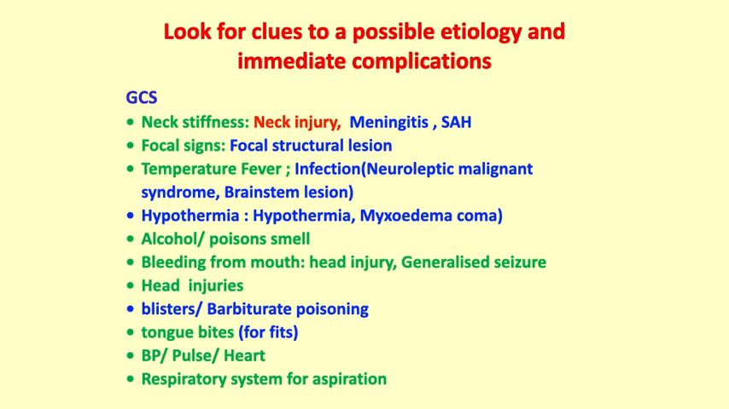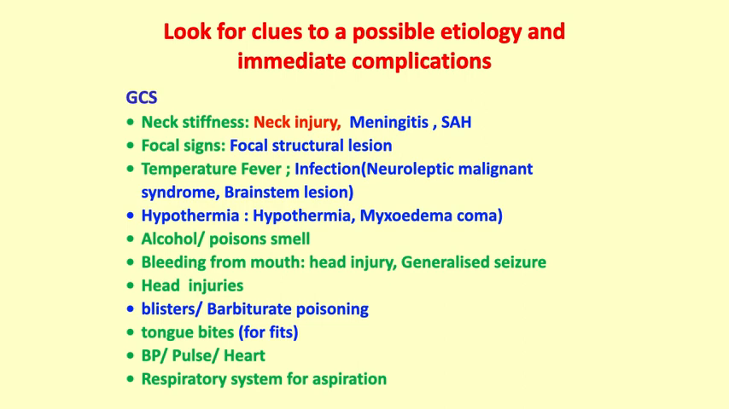Temperature: if there is a very high fever, it may be an infection, or sometimes neuroleptic malignant syndrome in the case of a psychiatric patient. Sometimes large brainstem lesions also can cause hyperpyrexia. Hypothermia is uncommon in Sri Lanka, but myxedema coma can present with hypothermia as a part of the syndrome. Alcohol and poison smell may be useful to diagnose or suspect it, and bleeding from the mouth may indicate either head injury or generalized seizure with tongue bites.